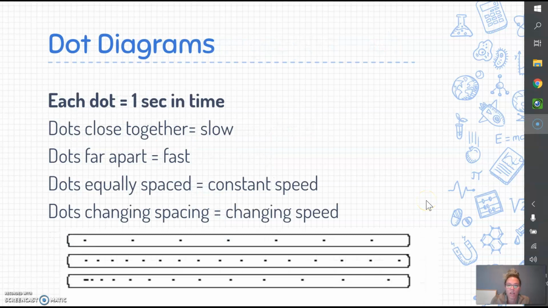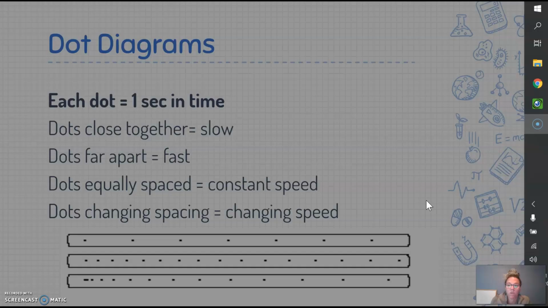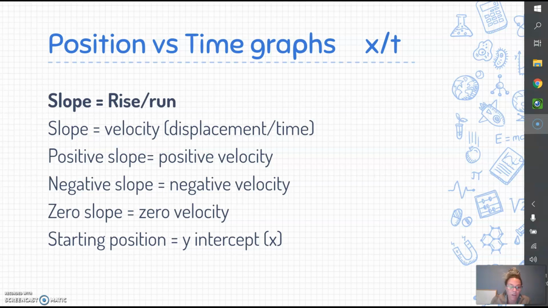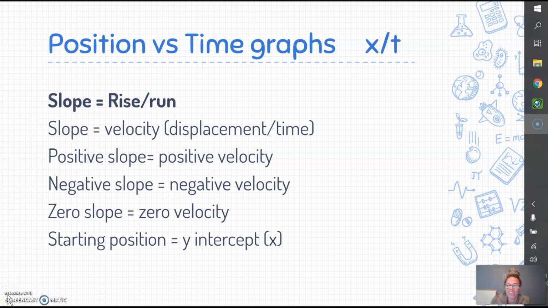I'm going to skip over dot diagrams. We don't need to know this just yet. And I think that's it. So those are the 2 big ones. So I'm going to stop here, and hopefully you've gotten all that down. If not, please pause the video, go back, and get down whatever you need. Great.